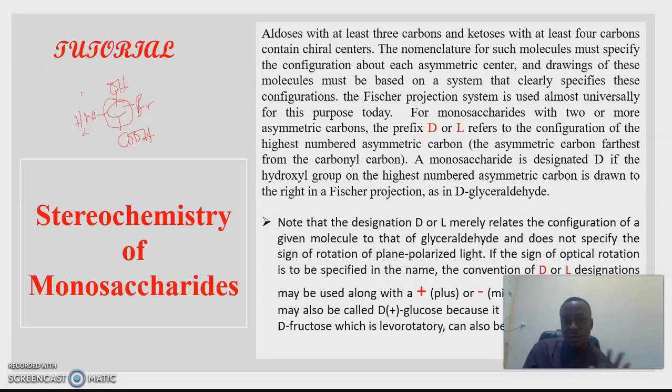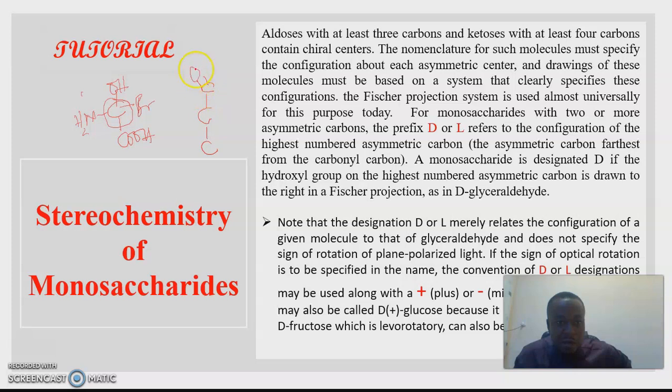So, let's go back to our slide. Now, a monosaccharide is D if the hydroxy group, like I explained in the previous slide I just showed you, on the highest numbered asymmetric carbon is drawn to the right in the Fischer projection, as in D-glyceraldehyde. So let's draw the structure of D-glyceraldehyde. Glyceraldehyde has 3 carbon atoms. Here carbon 1, carbon 2, carbon 3.